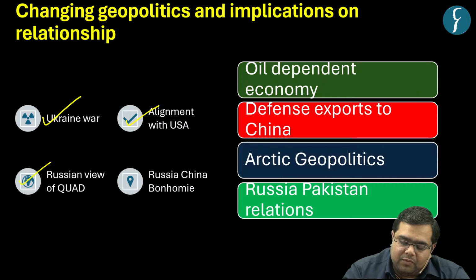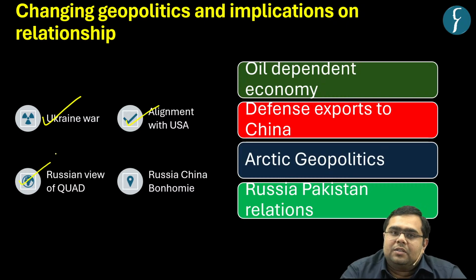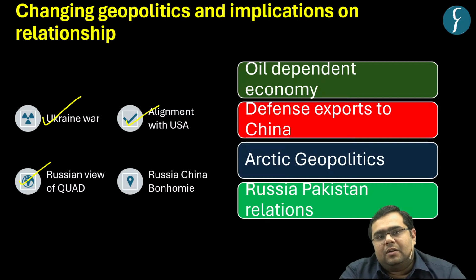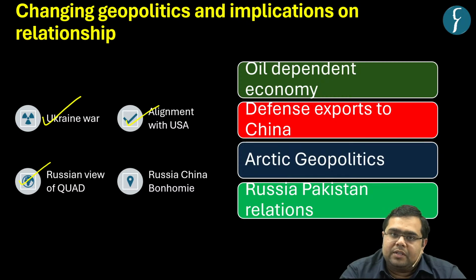Then the Russian view of the Quad is such that the Quad is an encirclement strategy adopted by America to counter Russia. That is again a misconception in the Russian mind. And then another concern for India is Russia-China closeness, which again creates a kind of apprehension in our mind. Some of the limitations or challenges with respect to the India-Russia relationship were discussed again in that video.